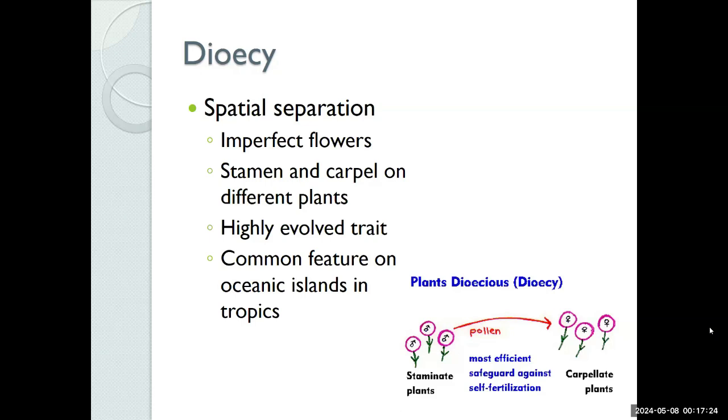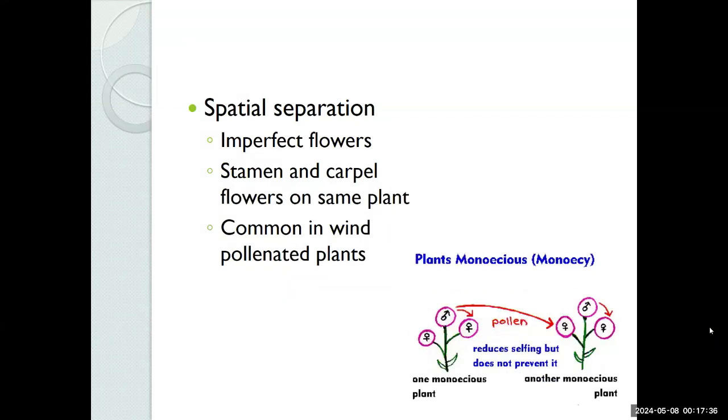In this case, there is no backup plan. They must cross-pollinate or die. You could also have monoecy.